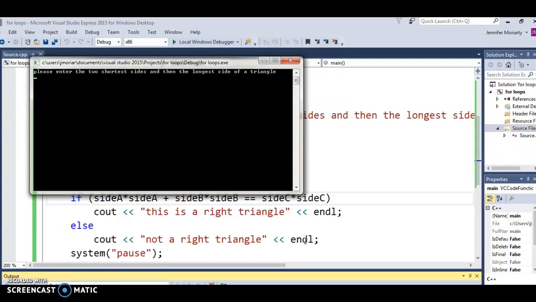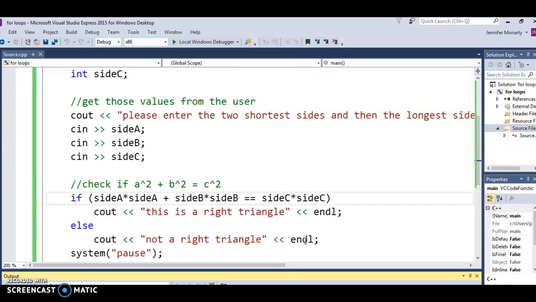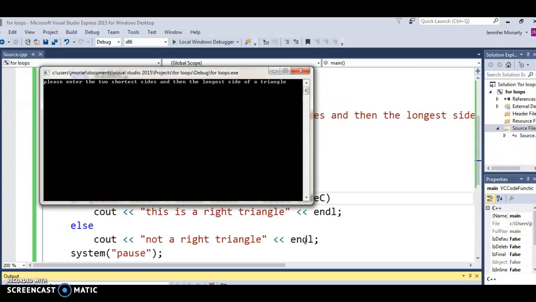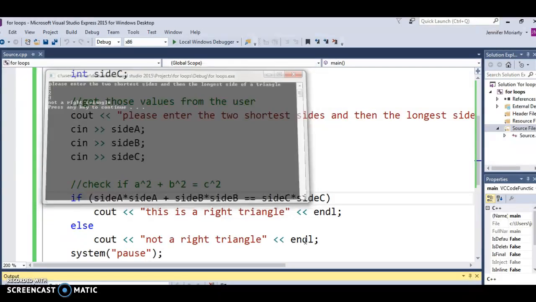Alright, please enter the 2 shortest sides and then the longest side of a triangle. So let's try it with 3, 4, 5. This is a right triangle. Okay, and that's true. That should be a right triangle. Okay, let's try it with something that's not a right triangle. 1, 2, 3, not a right triangle.